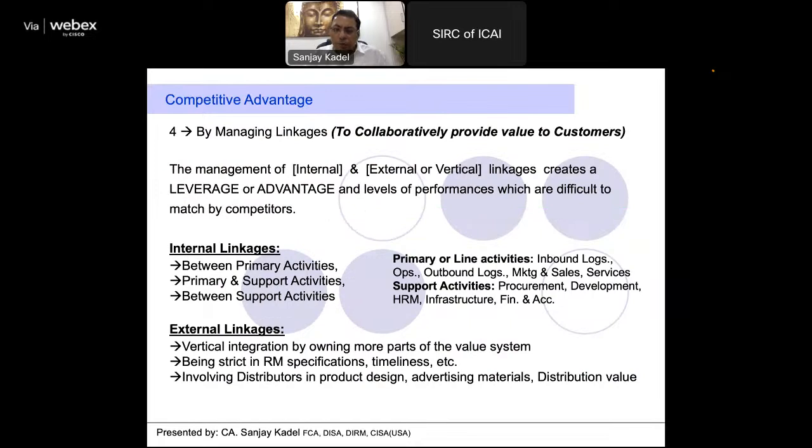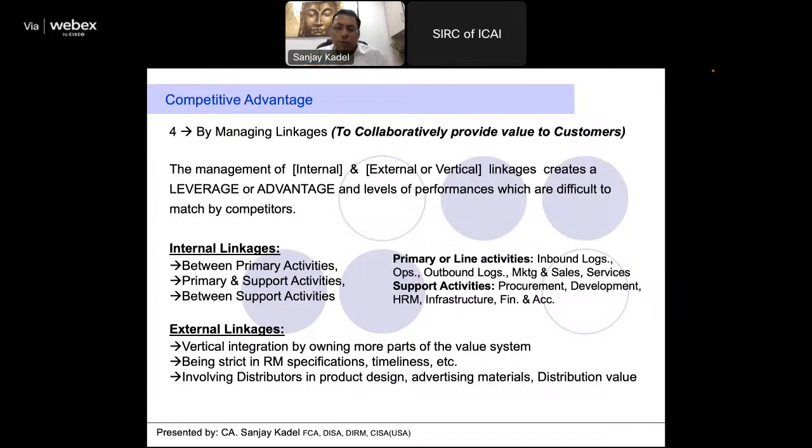Then the fourth approach is managing linkages. When we say managing linkages, what linkages? Here linkages means two types of linkages. One is internal linkages between primary activities and support activities. What do you mean by primary and support activities? Primary activities are those activities which are directly related to your products and services. And support activities are not directly related, but they contribute to your organization.